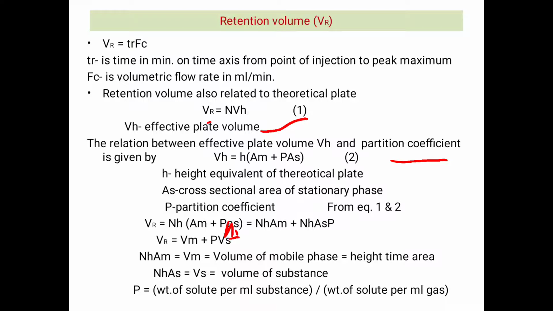Now P is the partition coefficient, which is given by the ratio of the weight of solute per ml in the stationary phase divided by the weight of the solute per ml in the gas. This is nothing but the ratio of the stationary phase to the mobile phase. The partition coefficient is nothing but the weight of solute per ml in the stationary phase and the weight of the solute per ml in the gas, the mobile phase.